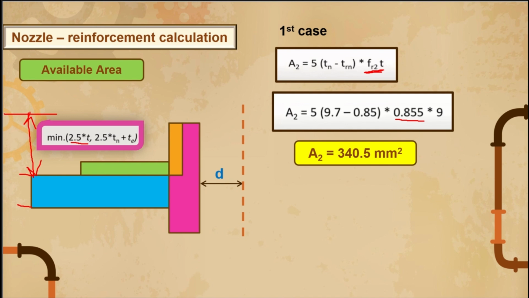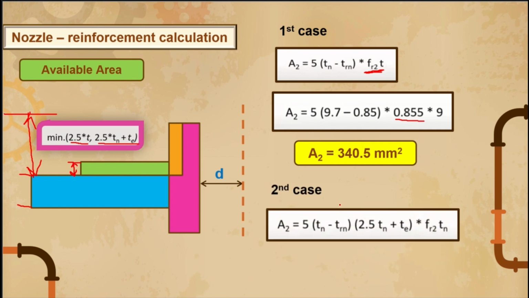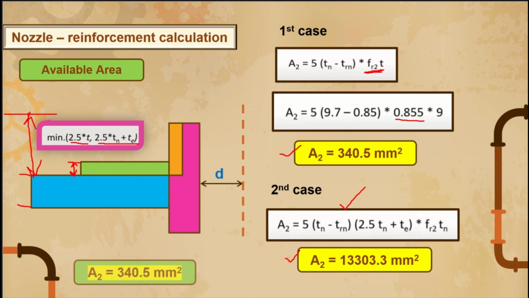This is the first case scenario, guys, and we need to calculate for the second case, that is 2.5 into Tn plus Te. Te is the effective pad thickness, guys. This is the formula given in the code for this second case. If you substitute the values in that formula, you will get A2 as 13303.3 mm square. But we know that we need to take the minimum of these two values, guys. What is the minimum value? That is A2 equal to 340.5 mm square.